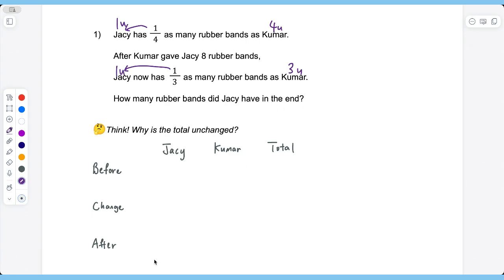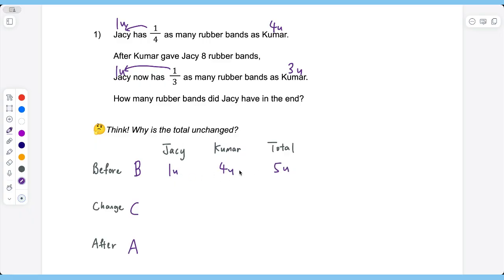We set up this before, change, and after frame. I'll call it BCA for short. Before Kumar gave JC 8 rubber bands, JC had 1 unit and Kumar 4 units. The total is 5 units between the both of them.